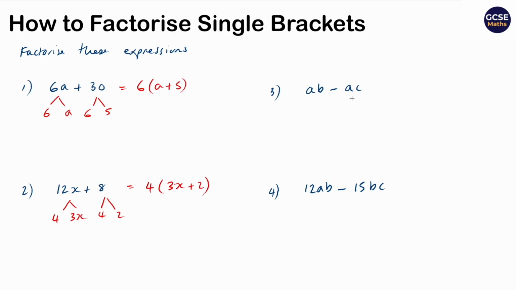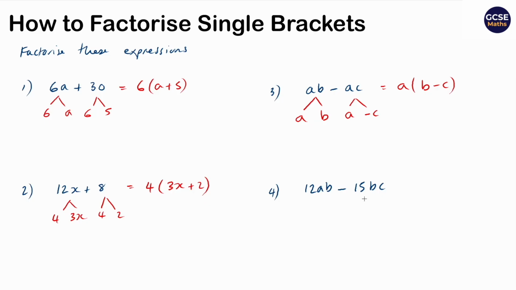Okay, looking at question 3, I think it's quite clear that a needs to come out the bracket. However, we need to be careful now because this is a negative ac. I want to deal with the positive value of a. So in this case, a times b is ab, and a times minus c is minus ac. So a comes outside the bracket. We are left with b minus c. Notice with the other ones, I don't put plus. If you feel that you need to do that, that's fine.